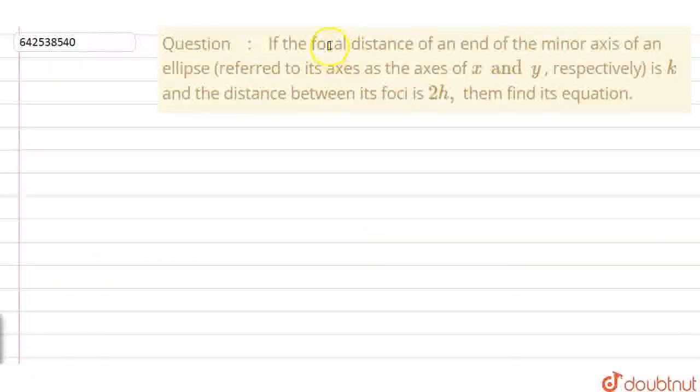It is given in the question that the focal distance of an end of a minor axis of an ellipse is k. So the focal distance of the end of the minor axis is equal to k, and the distance between the foci is equal to twice h. Then we have to find the equation of our ellipse.